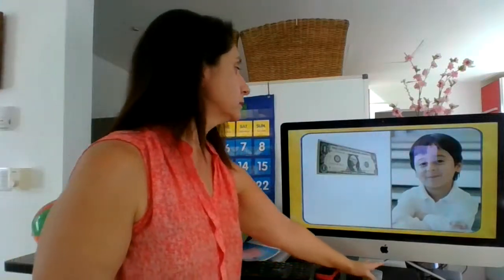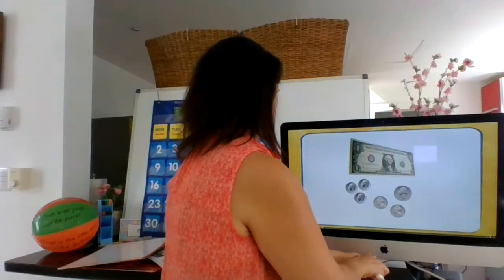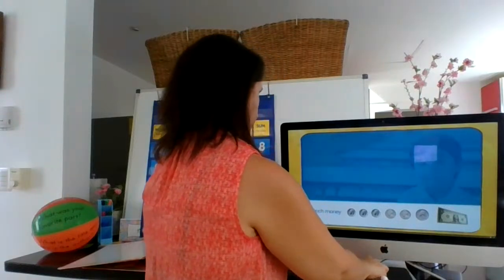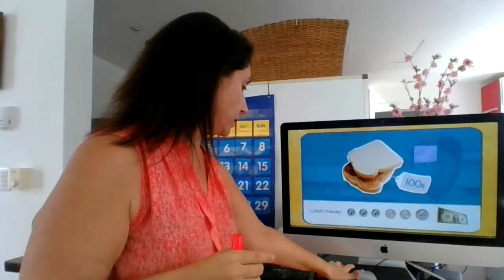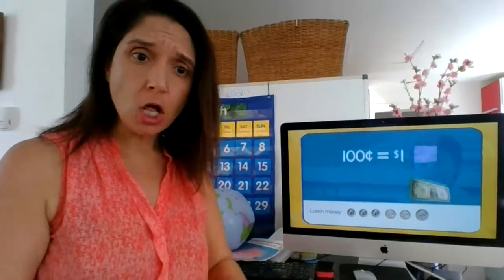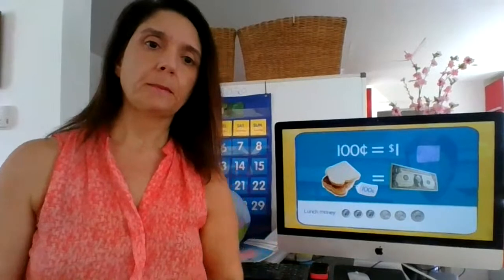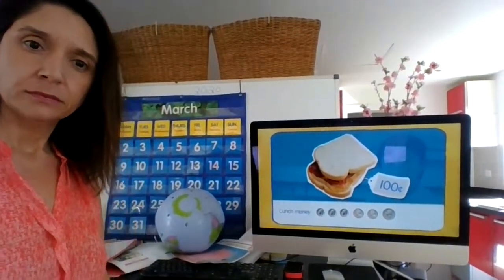I see a dollar bill as well as 1 quarter, 3 dimes, and 2 nickels. That should be enough to buy you something good to eat. This sandwich costs 100 cents. 100 cents? We only have 41 cents. Oh my gosh, I hope they have more for us. Let's see. 100 cents is equal to $1. You can use your dollar bill to buy this PB&J. Sure looks good. Why don't you wash down your sandwich with a nice glass of milk?